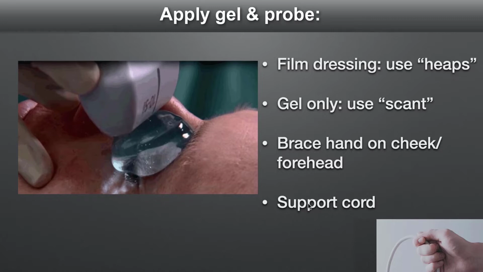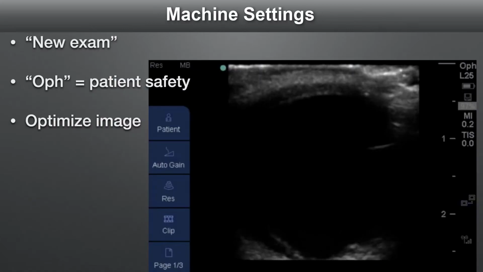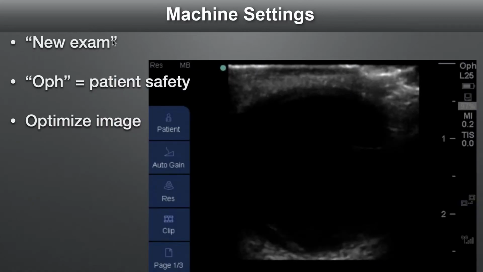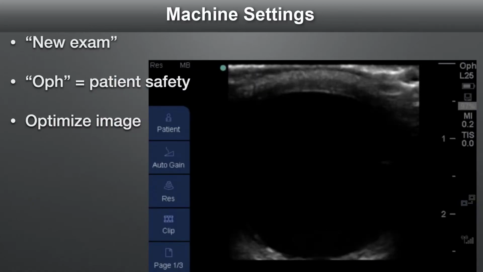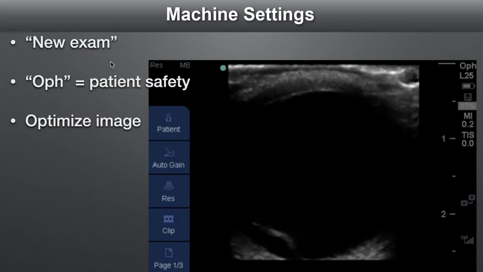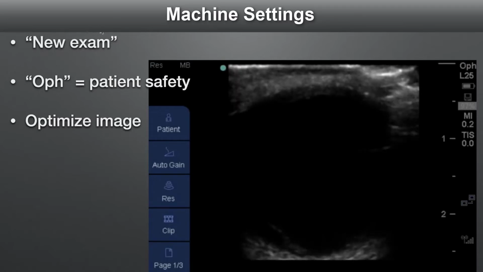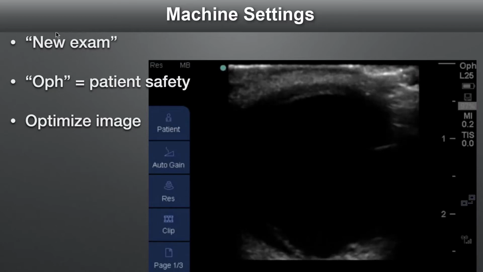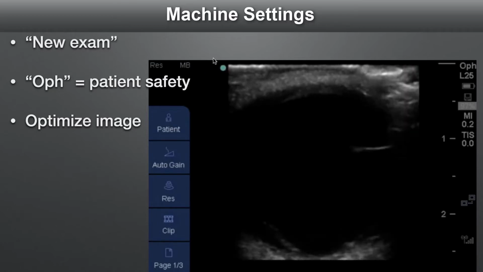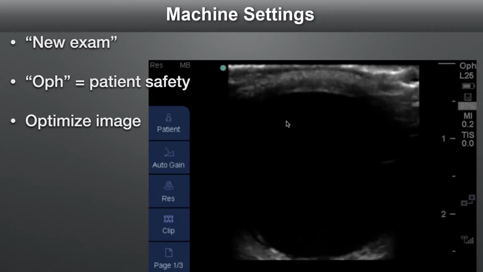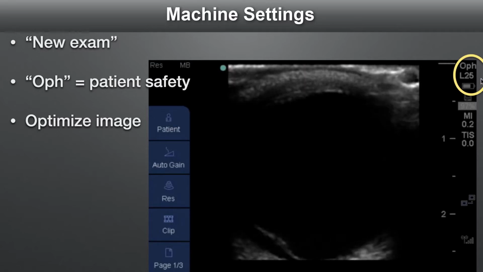So I usually put it over my shoulder or on my neck if I'm wearing a coat, or hang it up on the ultrasound machine, or have even an assistant hold it for you. Then you have to adjust the machine settings. On our S series, remember to hit New Exam if you can, because otherwise it might put it on a different date. Sometimes it forgets that the new exam is starting today and thinks that it was started several days ago. The next thing you want to do is make sure that you're on ophthalmology settings.